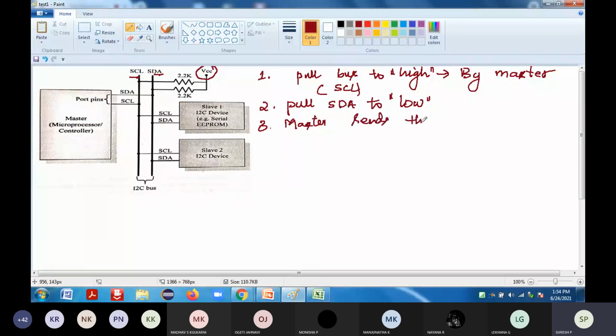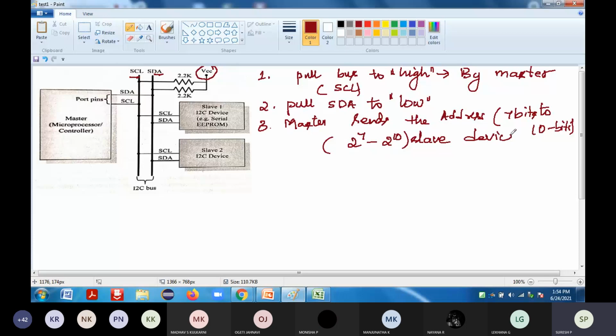The address will be 7 bits to 10 bits wide. That means at most 2 power 7 to 2 power 10 slave devices can be connected here.